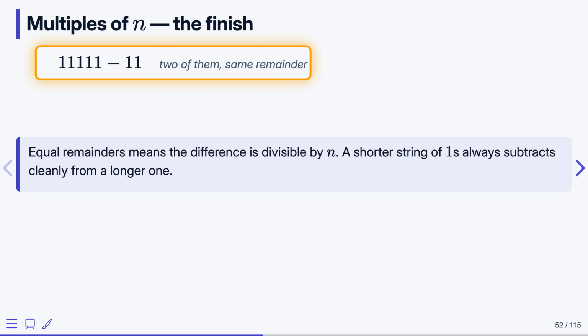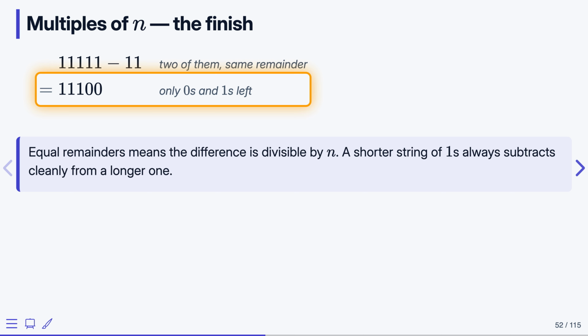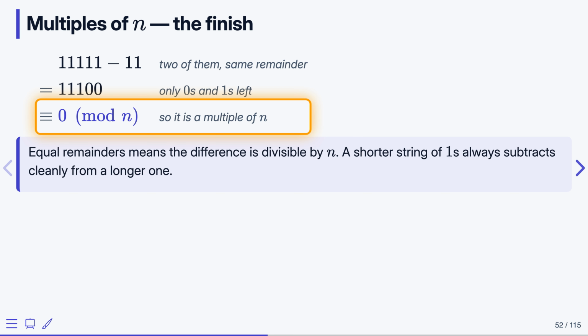Now we finish. Take the two numbers that share a remainder and subtract the smaller from the larger. Line 1. A small case. 5 ones minus 2 ones. Line 2. The subtraction never borrows, because the longer number has a 1 in every place the shorter one does. What is left is the extra ones at the front and zeros at the back. Only zeros and ones.